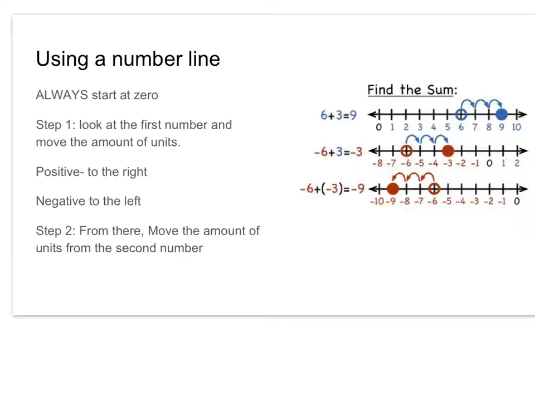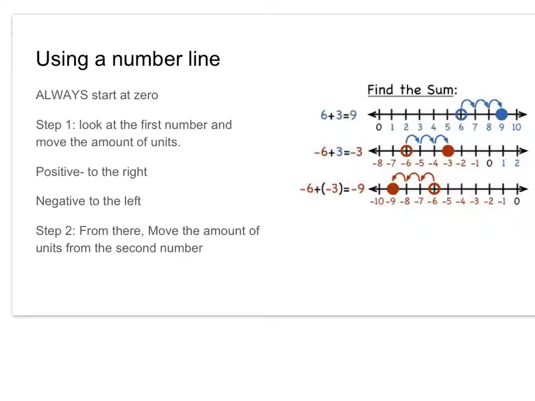So a couple things you need to know. You must always, always, always start at 0. Once you're at 0, your first step is that you're going to look at the first number and move the amount of units. Obviously, if it's positive, you're going to go to the right. If it's negative, you're going to go to the left. Once you have your first move, then you're going to make your second move. From there, you're going to move the amount of the units for the second number.